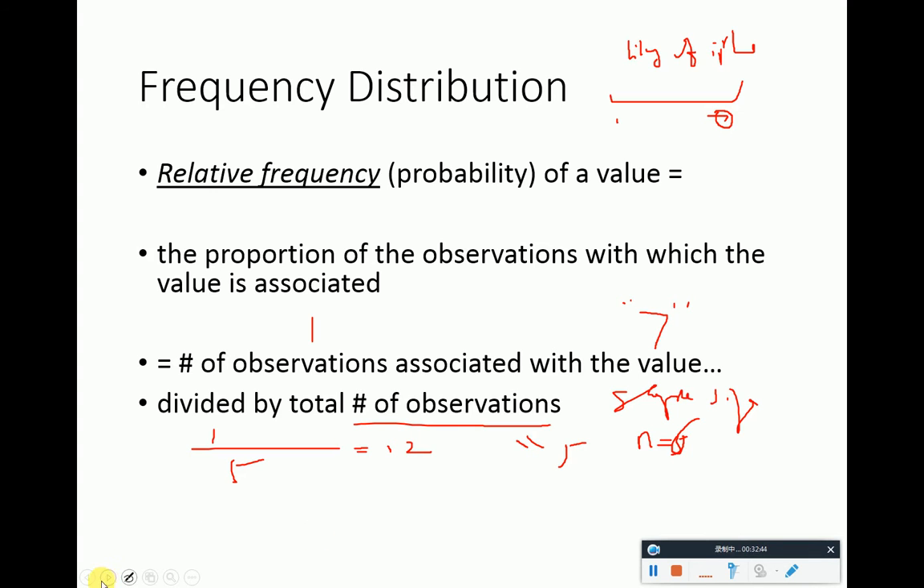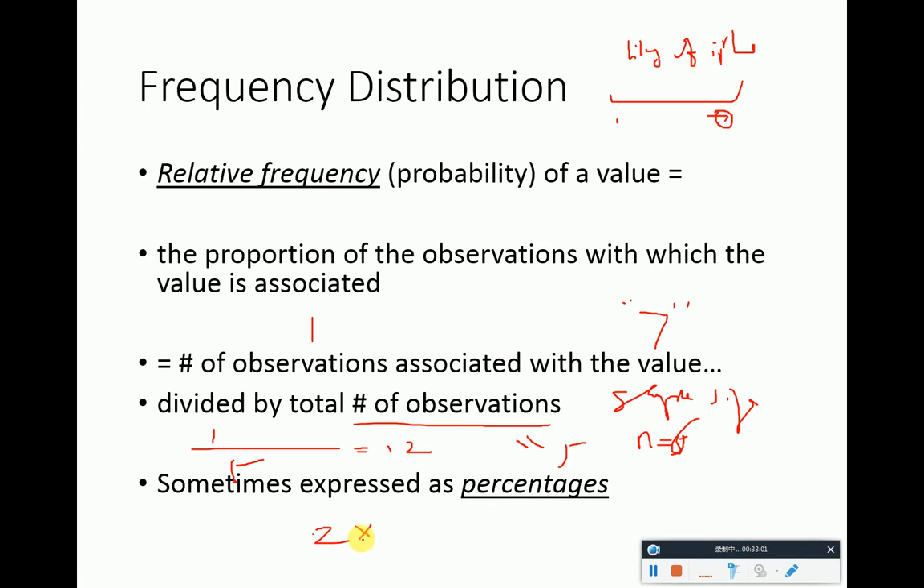Okay, and sometimes this relative frequency is also expressed as percentages. Okay, and it's very easy to convert this fraction number to percentages. You just simply times 100, right? That gives you 20%. That means 20% of the people that we surveyed indicate extreme liking of iPhone. How about that? Okay?